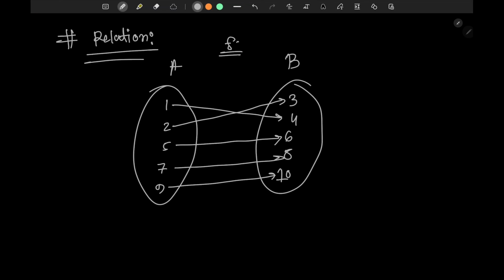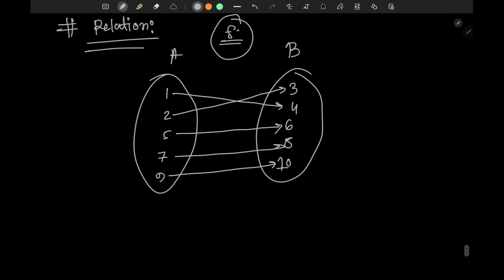So this is what we call a relation. The mapping itself is a relation, this mapping F. So this is our relation. We don't know what the relation is. We just know that this is some sort of a relation. At this point, we don't bother about it. And we can construct ordered pairs from it.